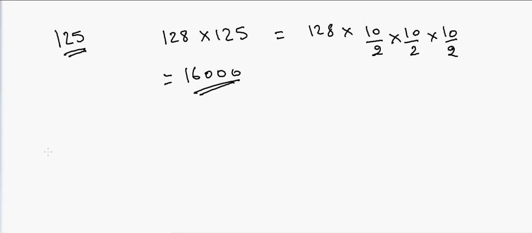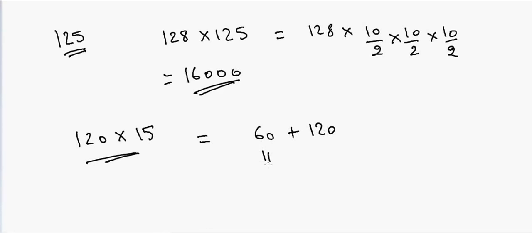Now let's do another thing. If we have to multiply 120 by 15, how will I do that? In that case, I'll take half of 120, which is 60, and then I'll add that to 120. So this is equal to 180. Then I put one more 0, and that's my answer.